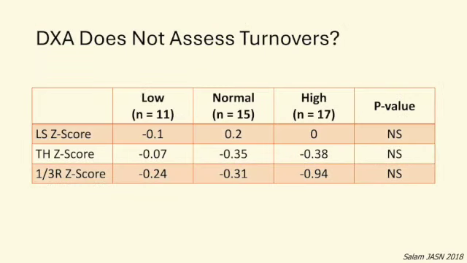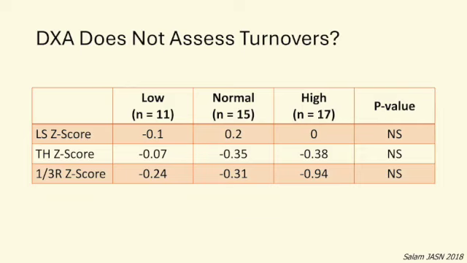And we know this from studies that have obtained bone biopsies in patients with CKD across a range of turnover abnormalities. When you stratify those patients and evaluate their DEXA Z-scores or T-scores, there's no relationship.